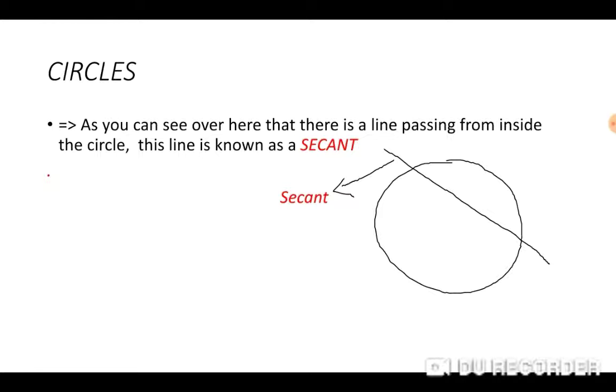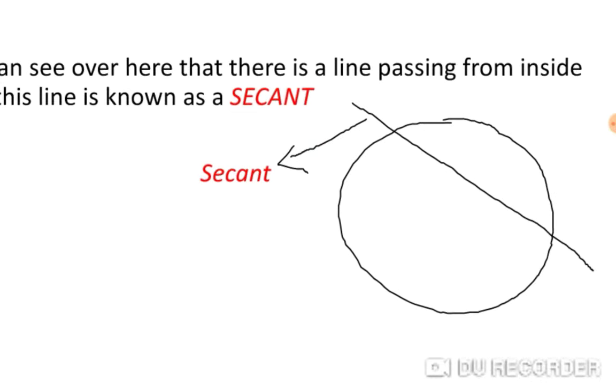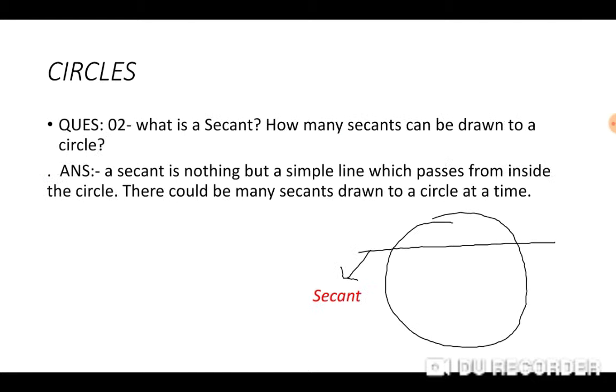As you can see over here, there is a line passing through the circle. This line is known as a secant. For this again, we're going to refer to the diagram. So over here there is a circle, and in it there is a line drawn from inside of it. So this line is called a secant. Let's move to the next point quickly.